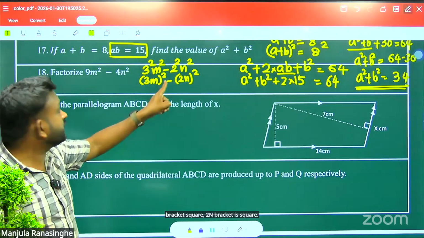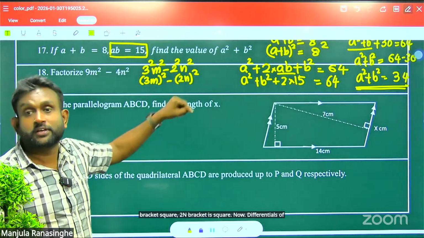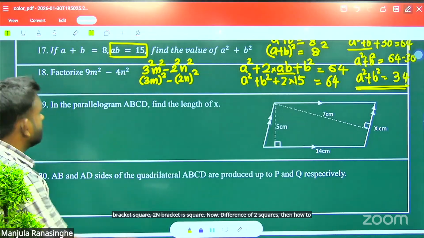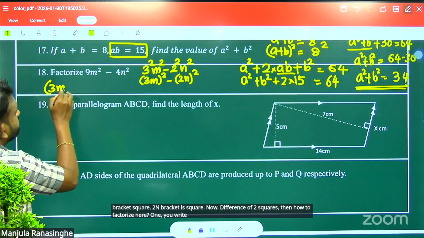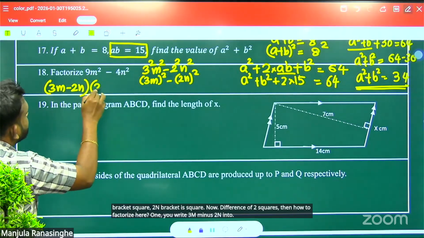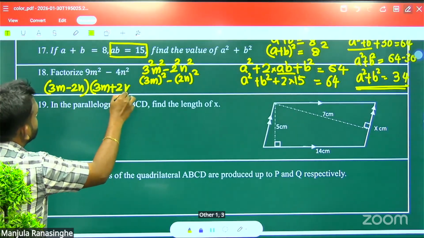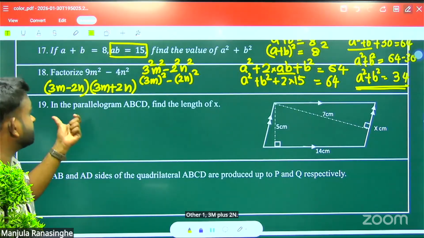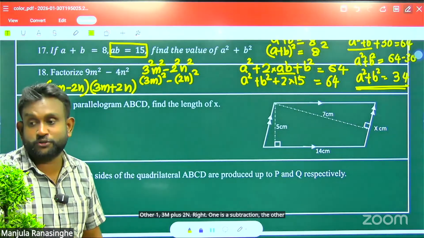Now, difference of two squares. Then how to factorize here? One bracket you write 3m minus 2n, into the other one 3m plus 2n. Right, one is a subtraction, the other one is addition.